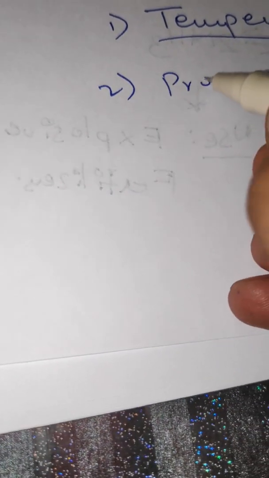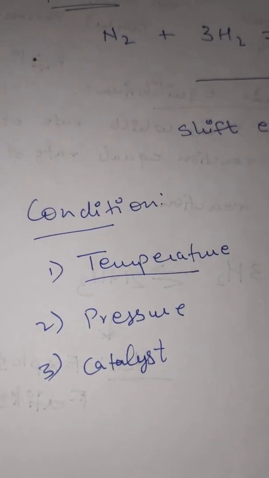And the second thing is pressure. And the third thing in chemistry is the catalyst. So temperature, pressure and catalyst are the three important conditions. So here I'm on the second page now.